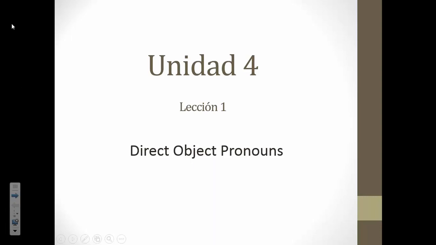Hola estudiantes, we're going to talk about direct objects and direct object pronouns, so make sure that you have your note guide, a pen or a pencil, and your Avancemos textbook.